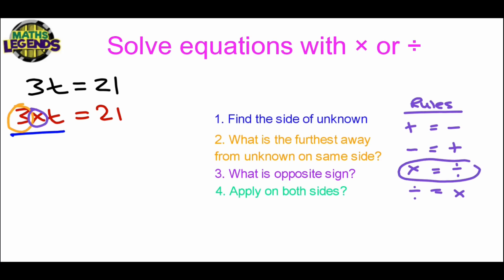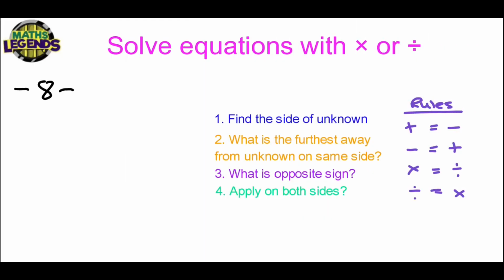And then we apply that on both sides. Divide 3 and divide 3. We then simplify. 3 divided by 3 is 1 times t, equal, underneath the equal sign, 21 divided by 3, which is 7. 1 times t is t, which equals 7. Let's look at another example.